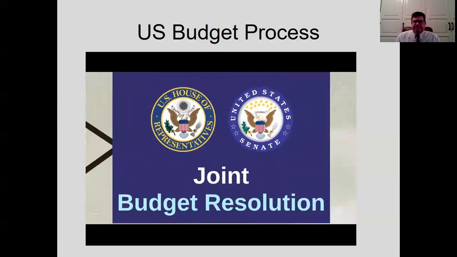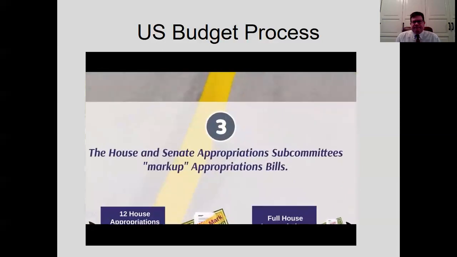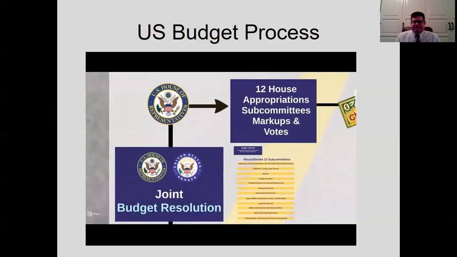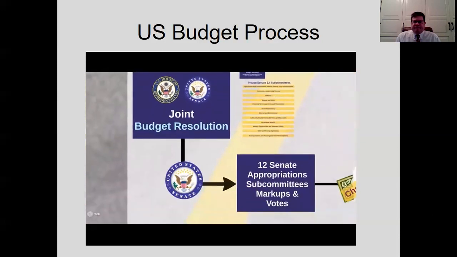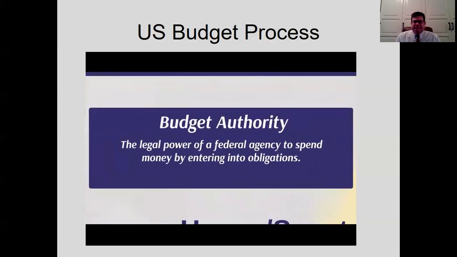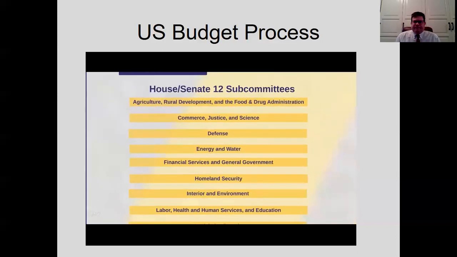Step three, once Congress has voted on their budget for the year, the Appropriations Committee in the House and Senate then set the level of budget authority for all discretionary spending programs. Budget authority refers to the legal power of a federal agency to spend money by entering into obligations. The Appropriations Committee's top-line spending level is then broken down into the 12 Appropriations Subcommittees.